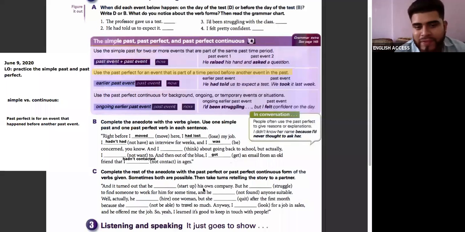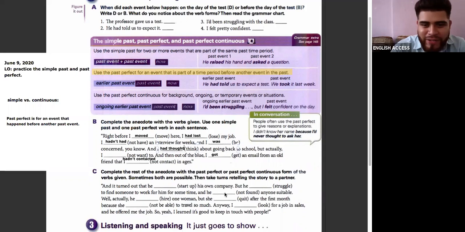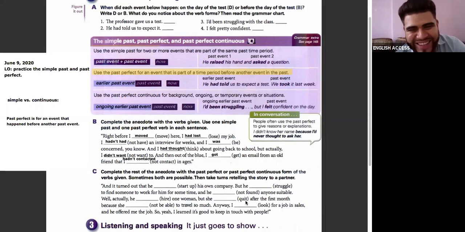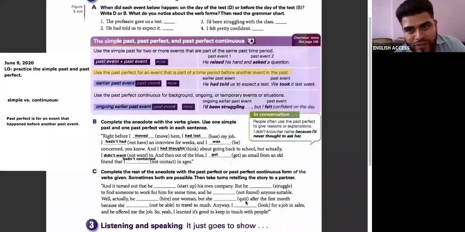All right, Mitzi. And I thought about going back to school. It's okay? No. I had to. I had thought about going back to school, but actually, I hadn't want to. No, we already have the past perfect. Now you need to put the simple past. I didn't want. Yes, it's because the instructions say one simple past and one past perfect in each sentence. So not two and two, it's just one and one in each sentence. I didn't want to.